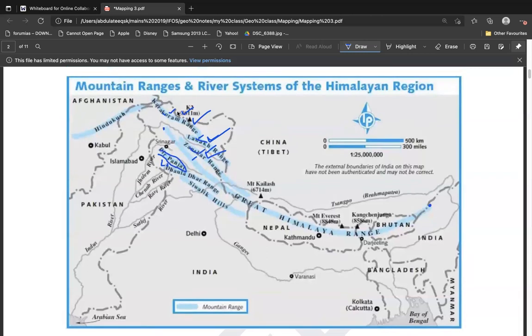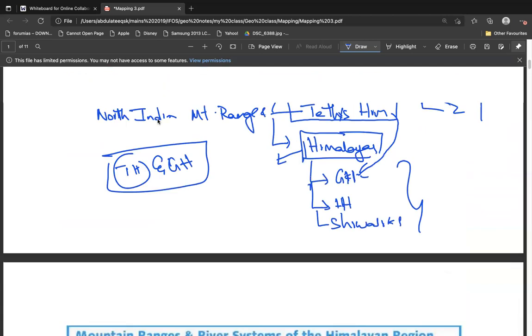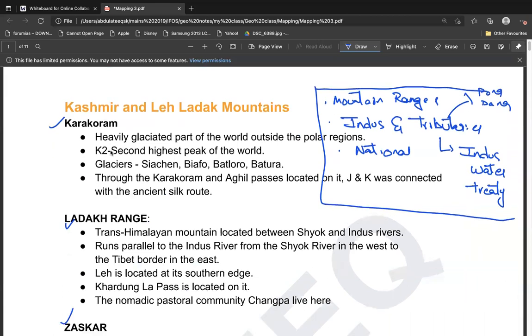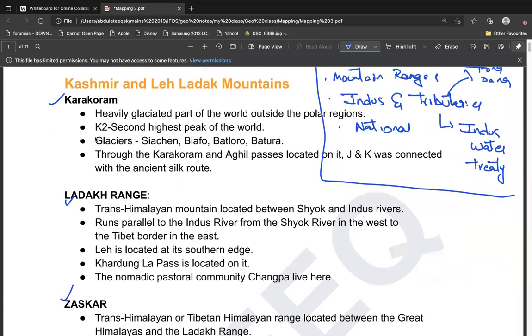Now let's see one by one. These ranges have very difficult terrains. We have also seen the Siachen Glacier present here, and these glaciers are always covered by a large amount of snow and ice sheets. If you have seen the recent Telugu movie Gami, they show how difficult these terrains are. Chalo, let's see a few of the important points about the Karakoram, Ladakh, and Zaskar ranges.